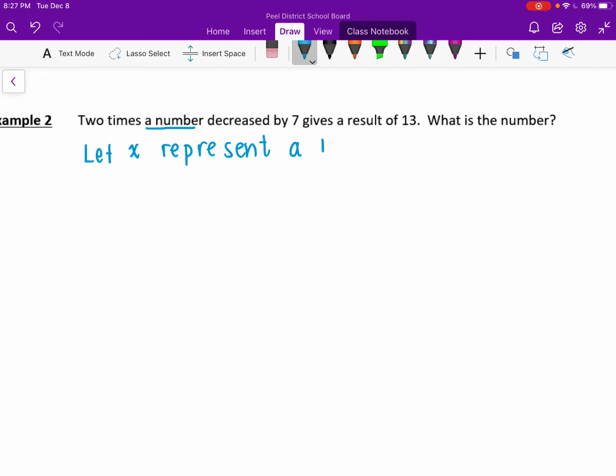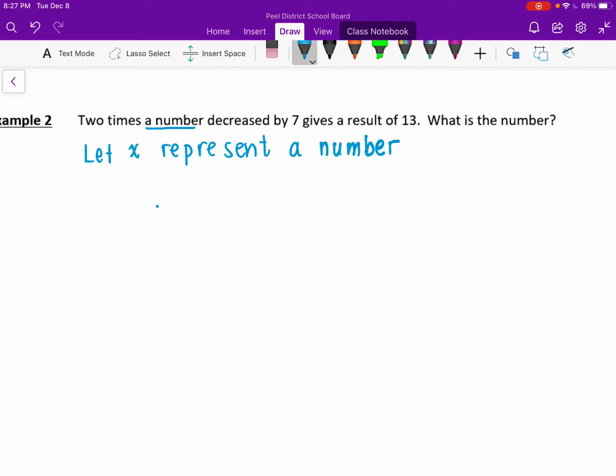a number. And this might seem tedious now, but when we start doing multiple equations or multiple variables, it's going to become really important to write this. So I'm going to say let x represent a number. If you want, you can even write in a number. I usually get lazy with shorthand, so I don't, but it's completely up to you. So let x represent a number.